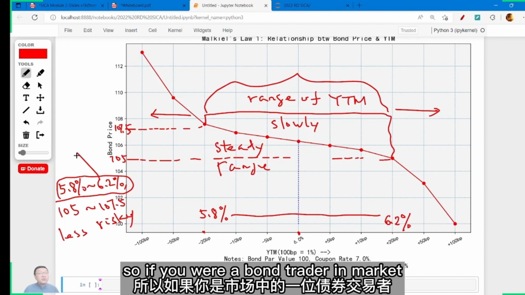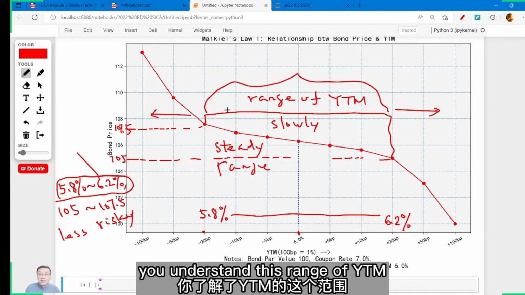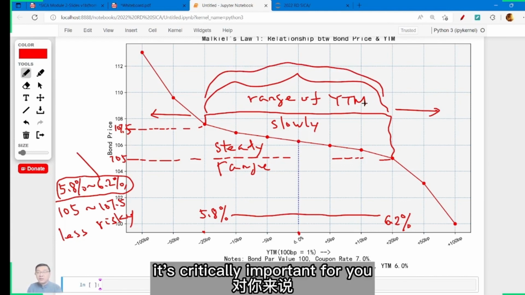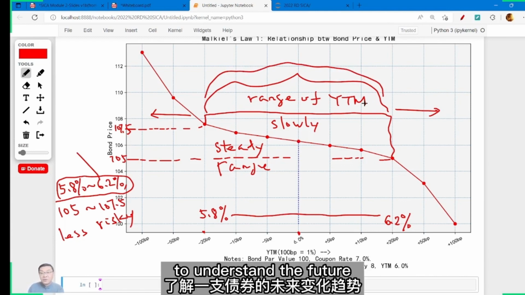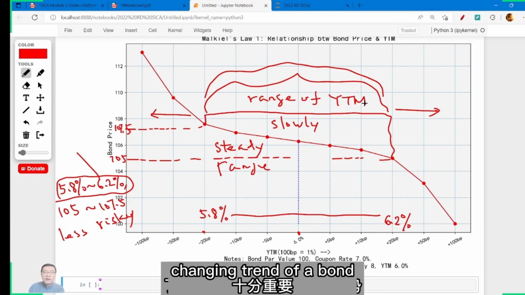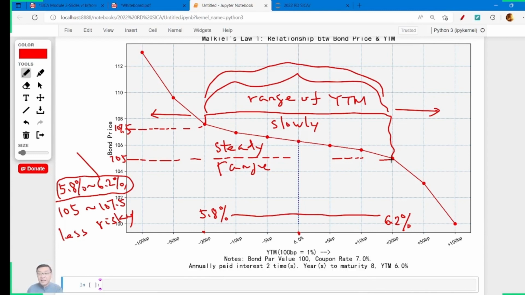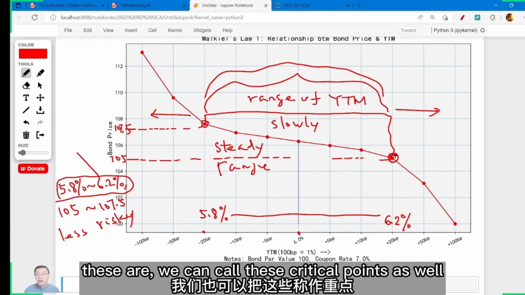So if you are a bond trader in the market, you understand this range of YTM is critically important for you to understand the future changing trend of a bond. Okay, we can call these critical points as well.